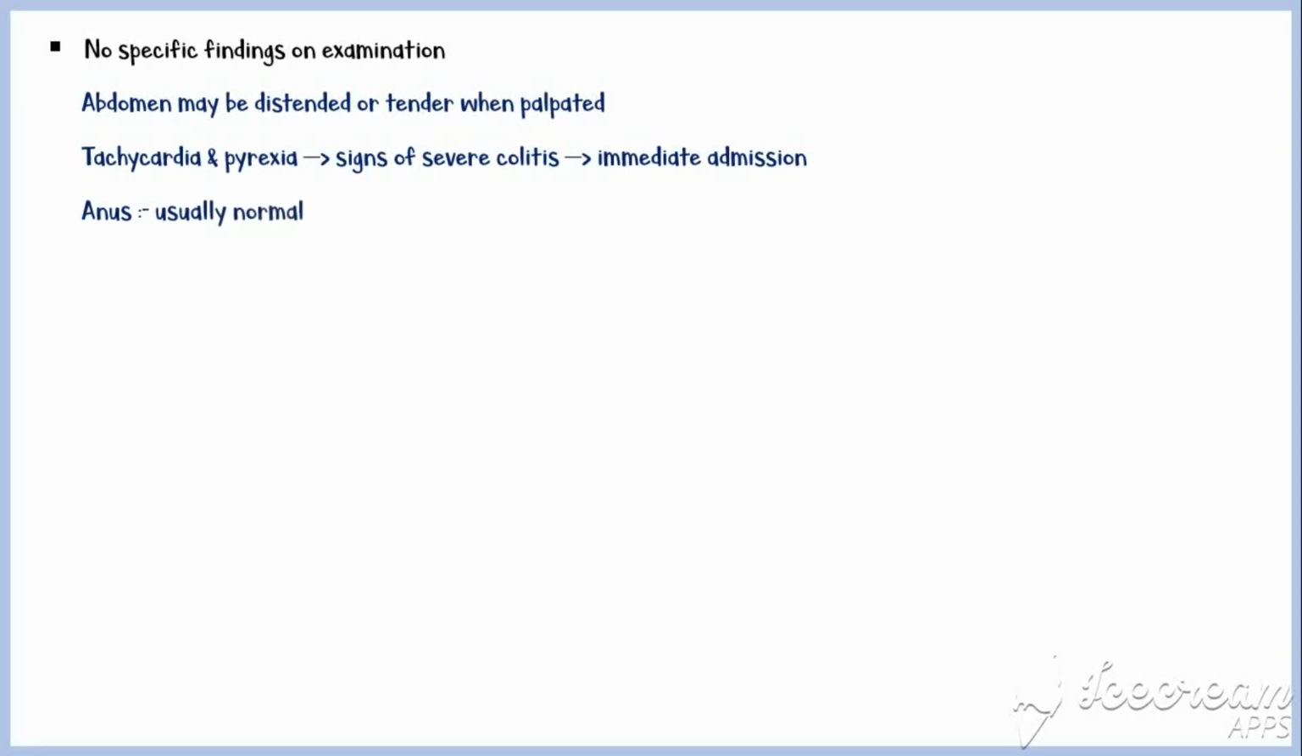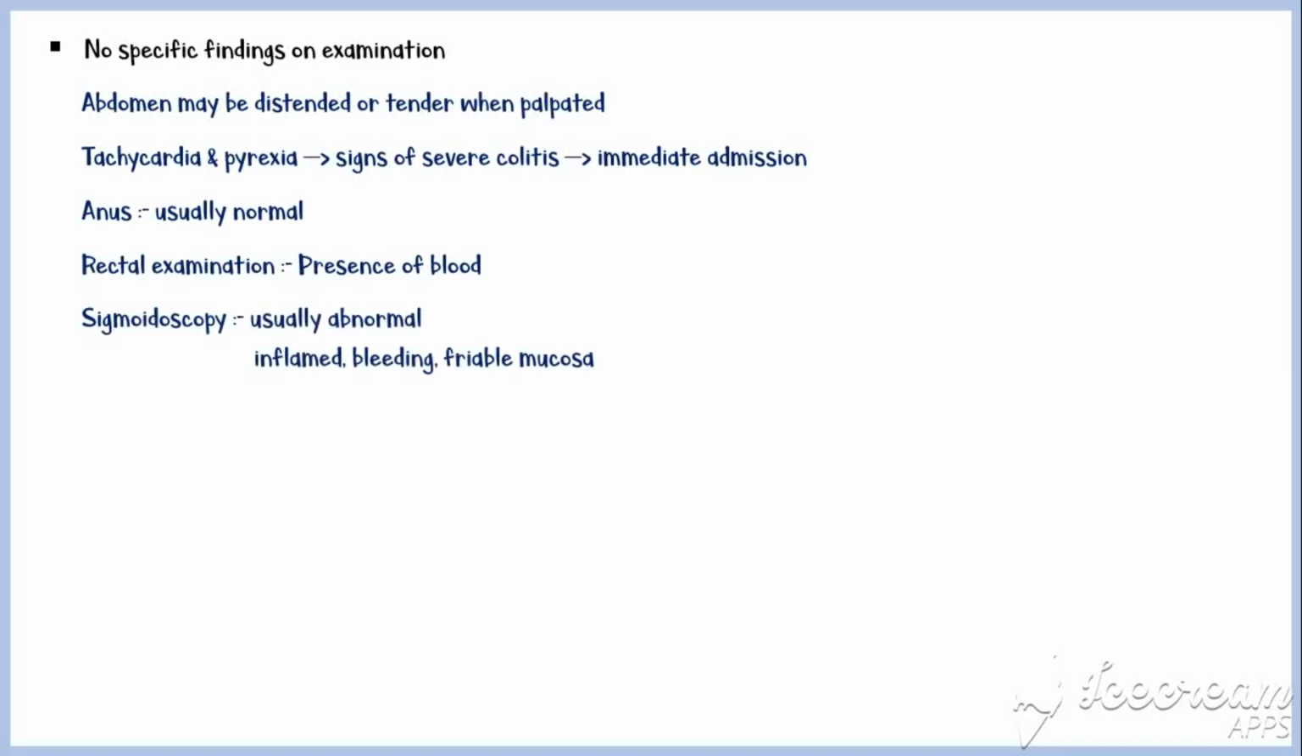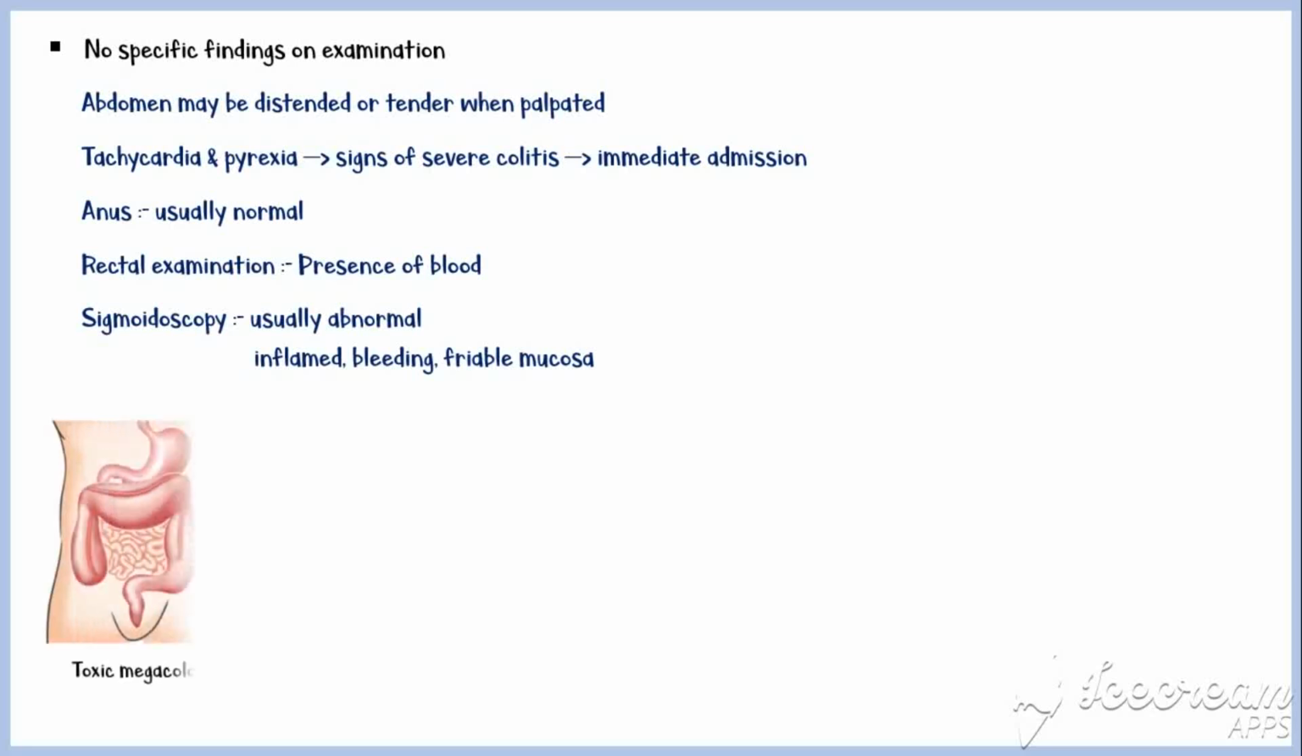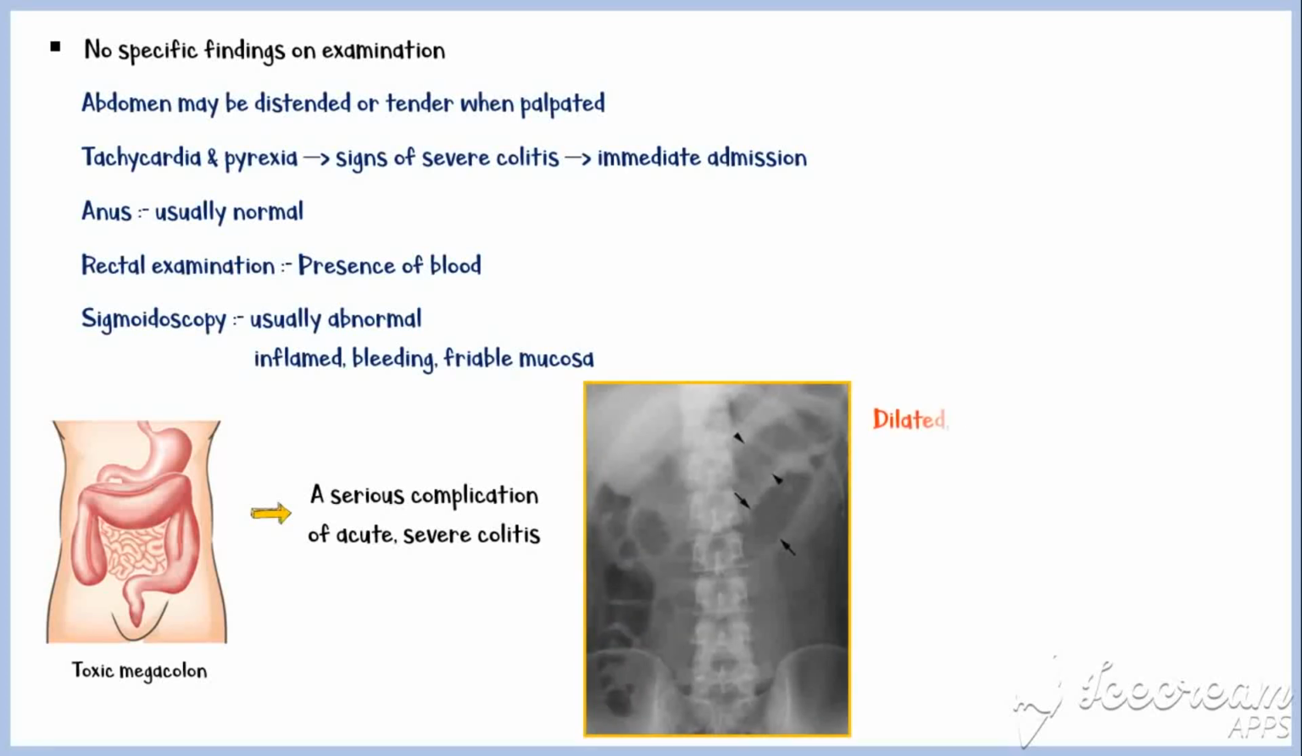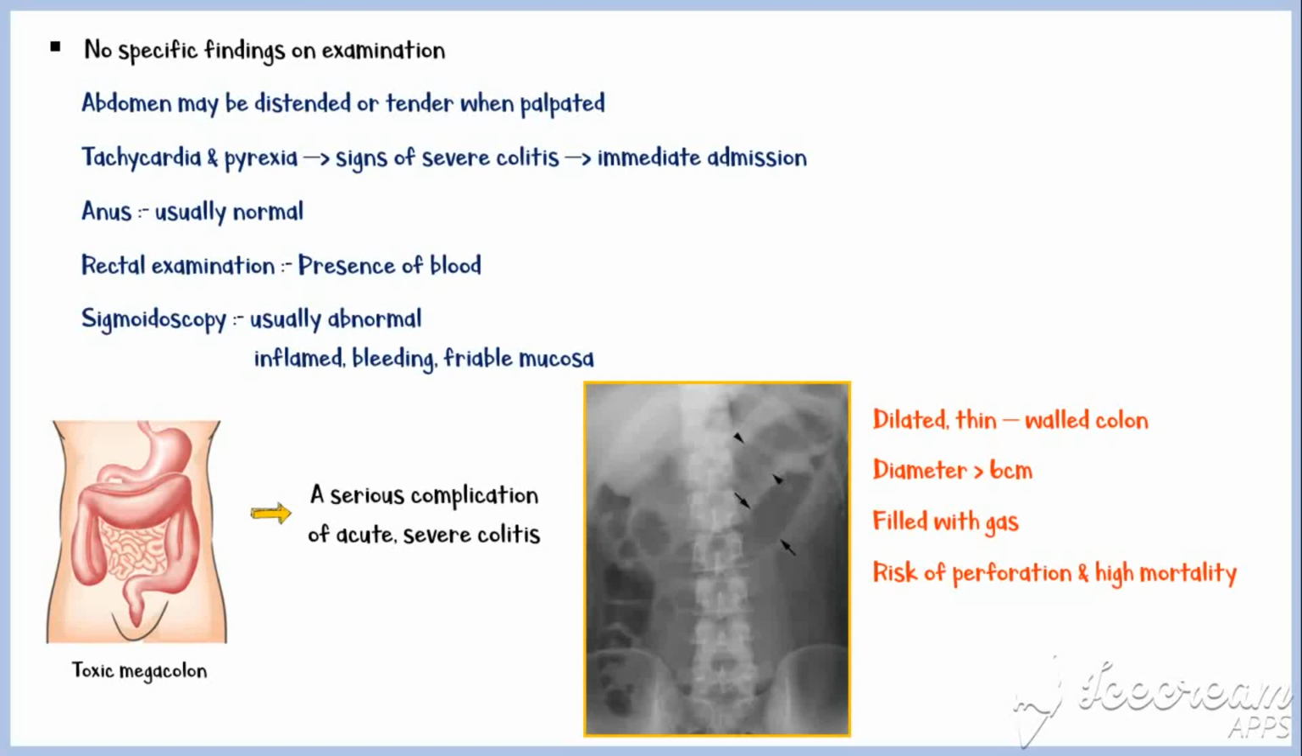The anus is usually normal. Rectal examination will reveal the presence of blood. Sigmoidoscopy is usually abnormal, showing an inflamed, bleeding, friable mucosa. Toxic megacolon is a serious complication of acute severe colitis. The plain abdominal X-ray shows a dilated, thin-walled colon with a diameter of more than 6 centimeters, filled with gas. It is a particularly dangerous stage of advanced disease, with high risk of perforation and high mortality.